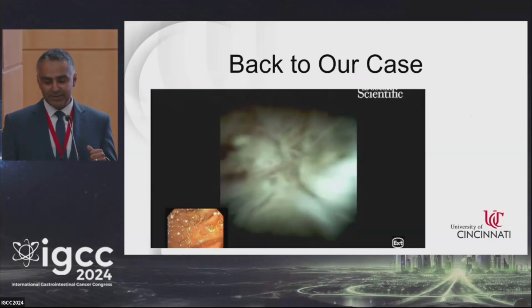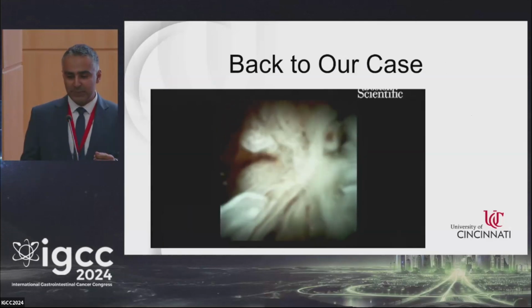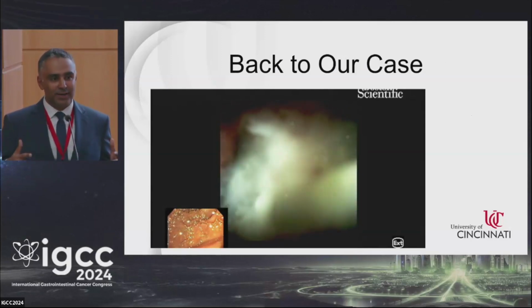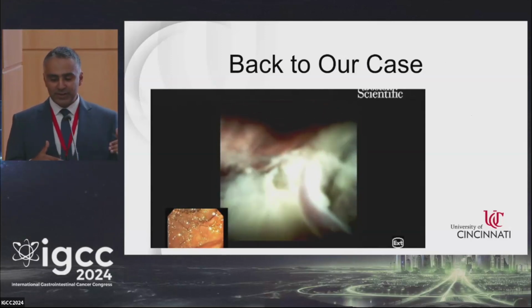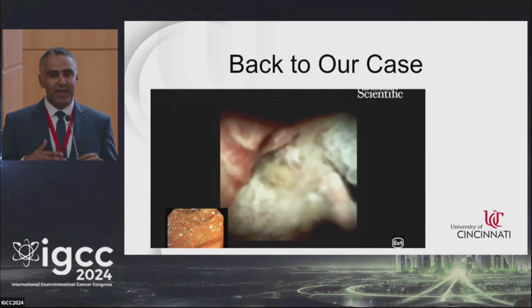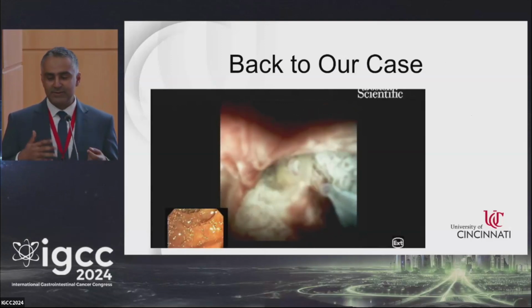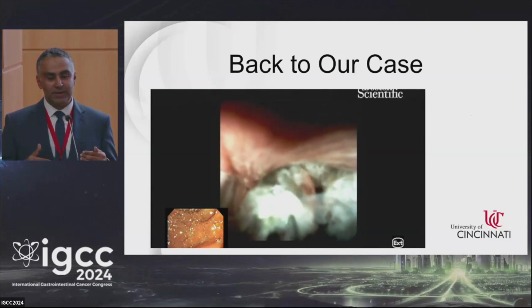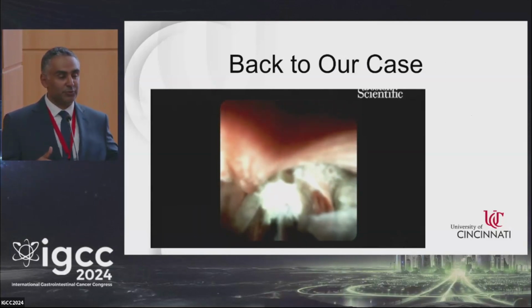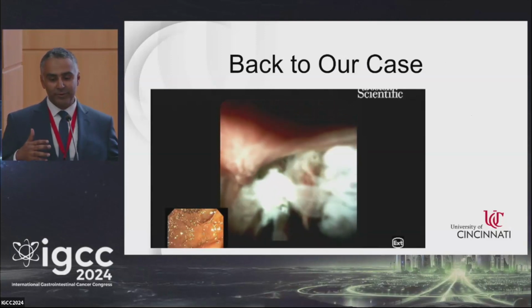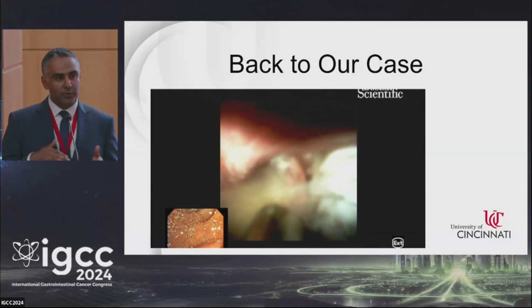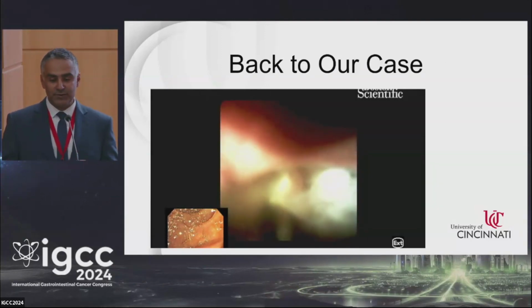Going back to our case, we performed cholangioscopy. And you can see here there is an intraductal mass that's occupying most of the bile duct, causing a stricture with an abnormal vascular pattern that is suggestive of malignancy. The benefit of cholangioscopy is that at the same time it allows us to perform visually directed biopsies from the areas of suspicion, which would help with the diagnostic yield.